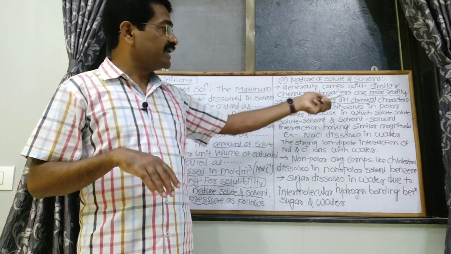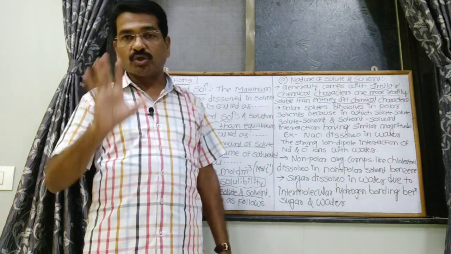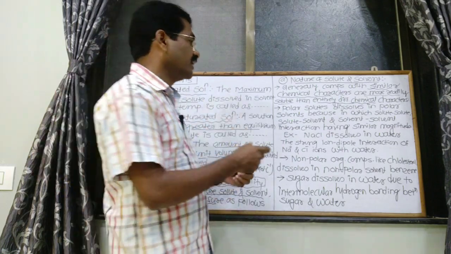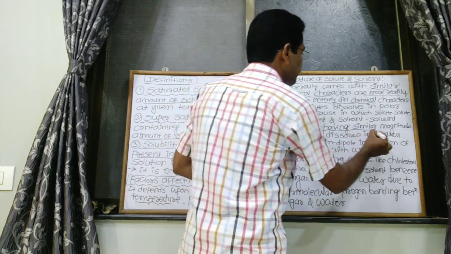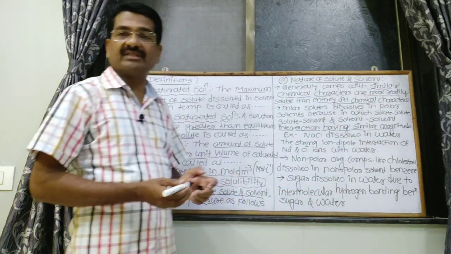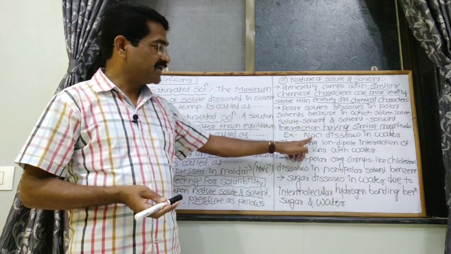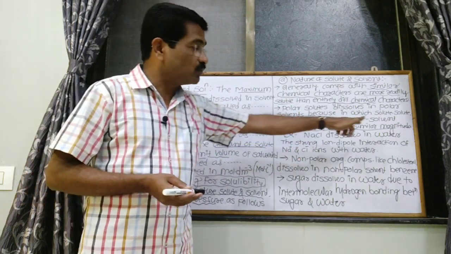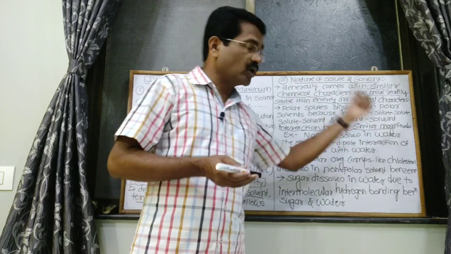When polar solutes are dissolved in polar solvents, the solute-solvent and solvent-solvent interactions have similar magnitudes. For example, NaCl, sodium chloride, that is common salt, dissolves in water. In this example, NaCl and water.